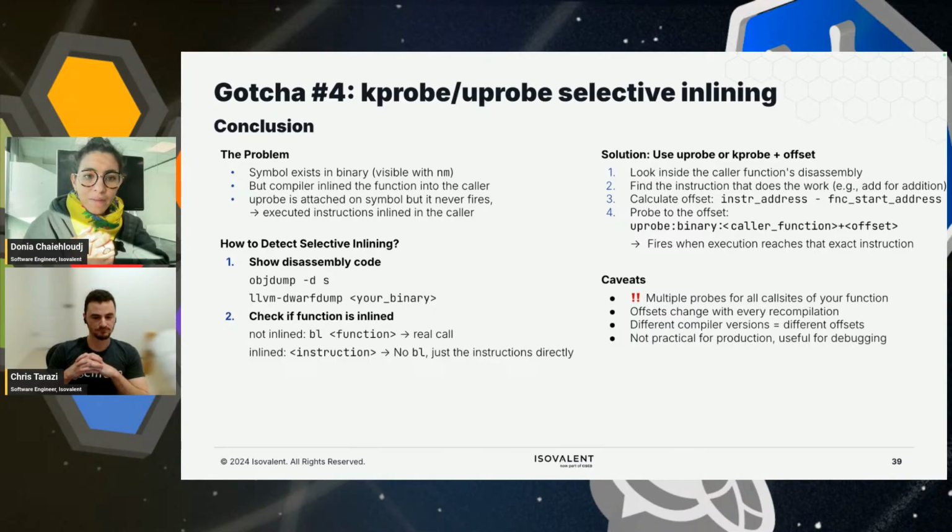There are some caveats. In fact, if you have multiple call sites, you should have multiple probes. The offset can change after recompilation, so you should be careful about that. And a different compiler version will probably give a different offset too. So there is no practical solution here for production, but it can be useful for debugging.